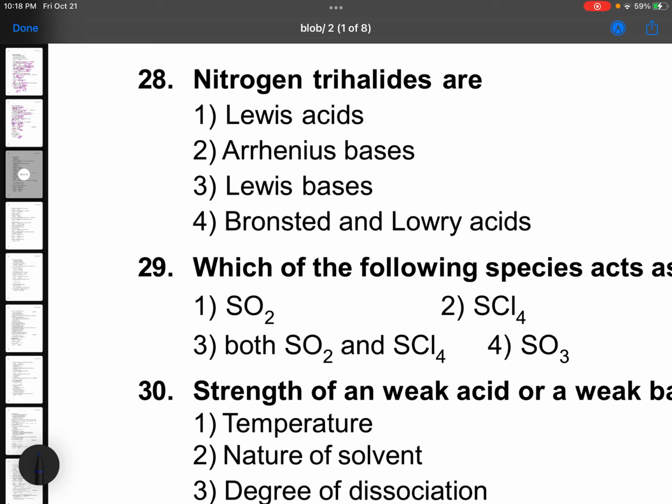Ionic equilibrium, a few conceptual questions we were discussing. This you can say is part 3.